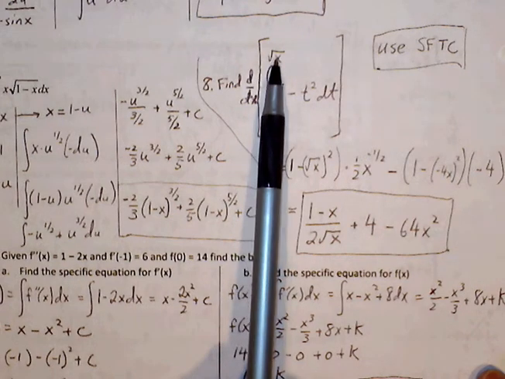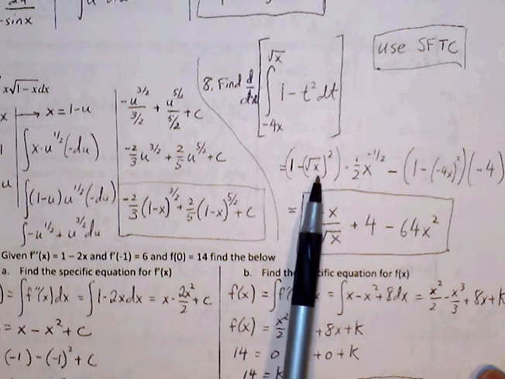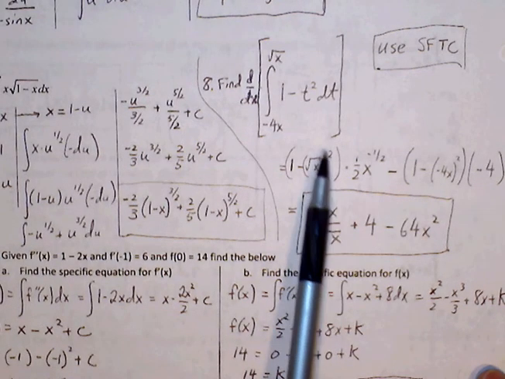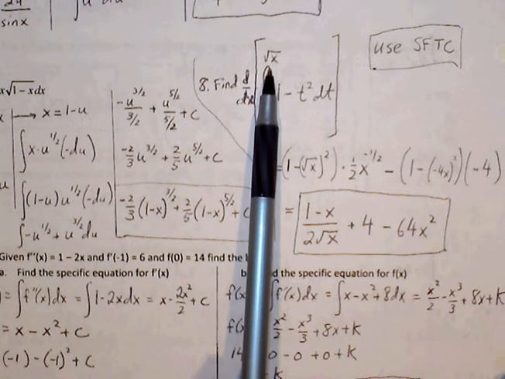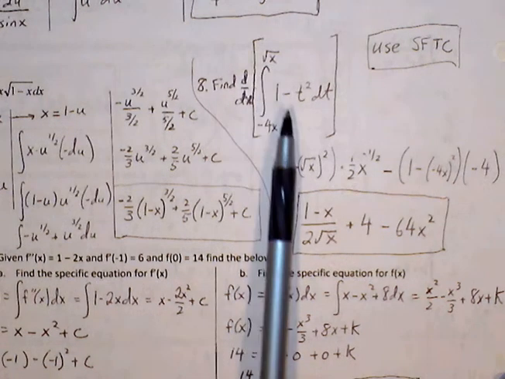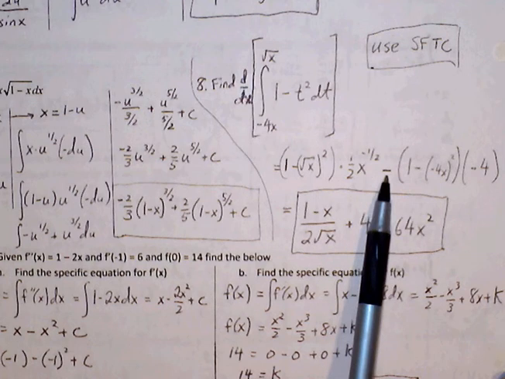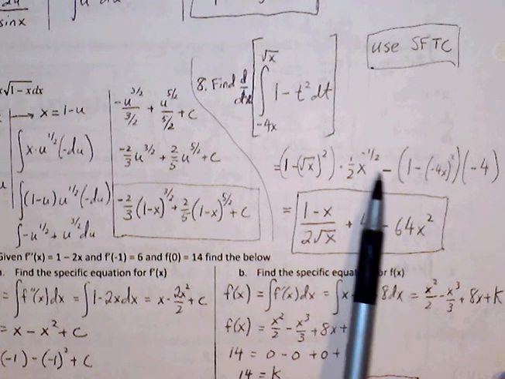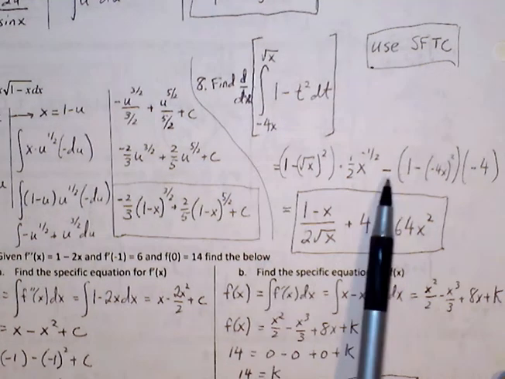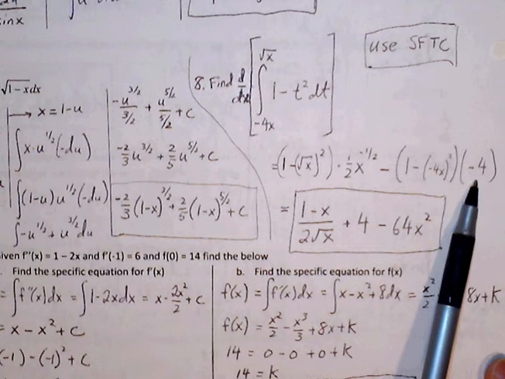So the rule says we plug the upper bound in for the original variable, so 1 minus square root of x, quantity squared, times the upper bound's derivative. So square root of x becomes x to the 1/2. The derivative of x to the 1/2 is simply 1/2 x to the negative 1/2. Okay, minus, now we're ready to plug the lower bound in. Negative 4x takes the place of t, so 1 minus negative 4x quantity squared times the lower bound's derivative, so negative 4x becomes negative 4.